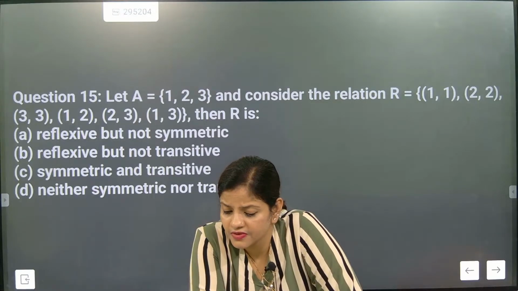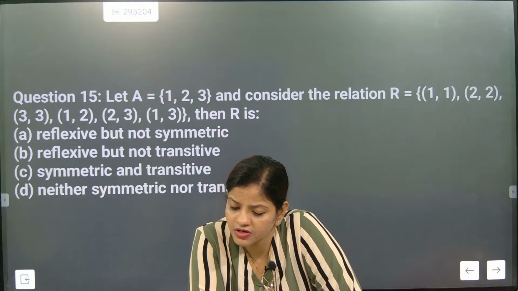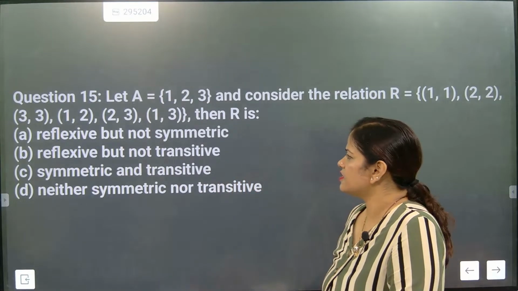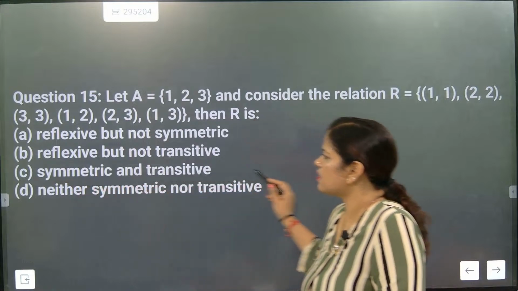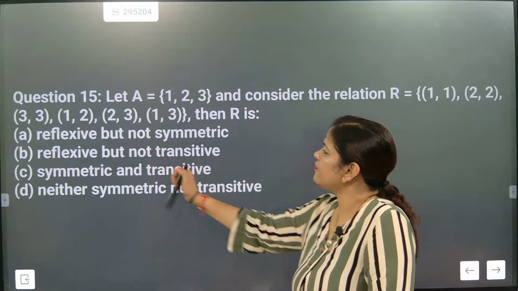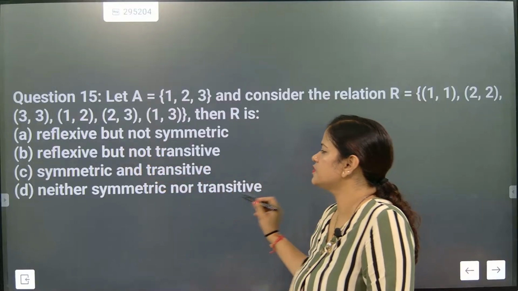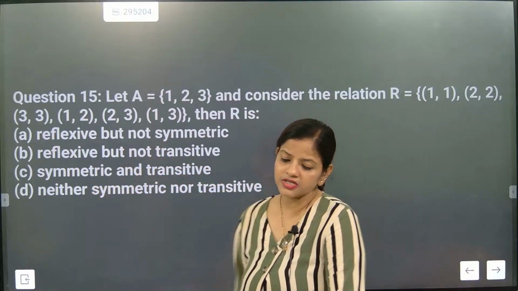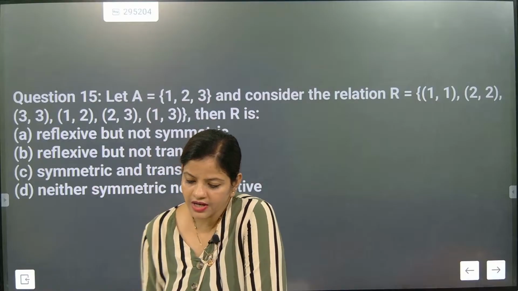Reflexive but not transitive. Symmetry is not there. So this symmetry is not there, so where symmetry is written, this is wrong. Here, reflexive but not symmetric is correct. Reflexive but not transitive, it is transitive also. Neither symmetric nor transitive is transitive. So the option will become A. Clear cut answer is coming.